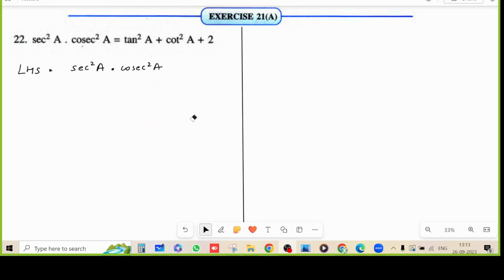Let's now begin with question number 22. The left hand side is given as sec square A into cosec square A. Now we can write sec square A in terms of tan square A as 1 plus tan square A, and cosec square A can be written in the form of cot square A as 1 plus cot square A by the trigonometric identities.